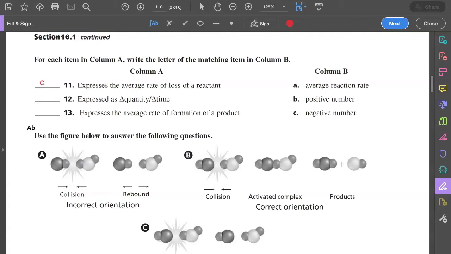Number 12, expressed as change in quantity over change in time. Sure, that's the average reaction rate. That's exactly how we phrase that. And the last one expresses the average rate of formation of a product. Of course, that's B, and again, we say that because we're gaining in quantity of products, that's a positive change. And so in our equation, we don't put a negative in front of that. We just leave it positive. And remember, folks, rate is always positive. Rate is never negative.